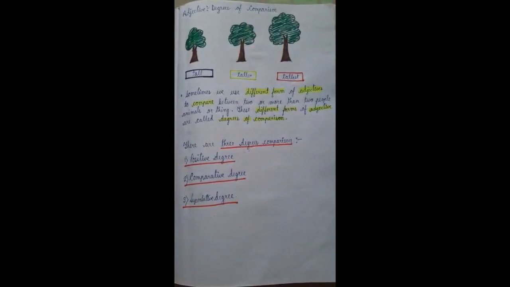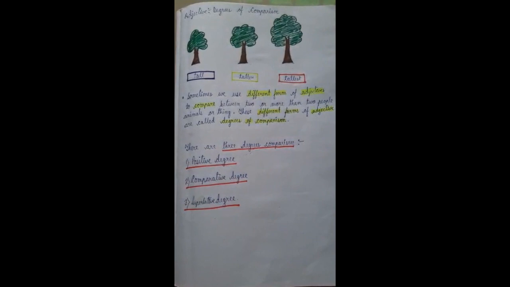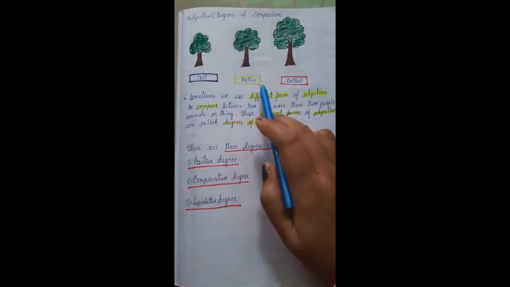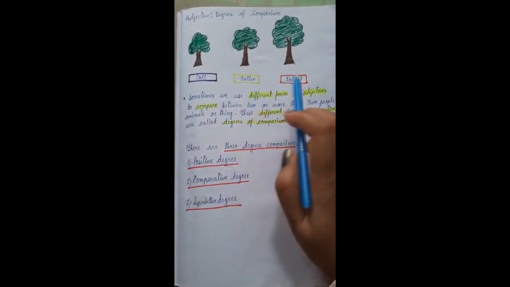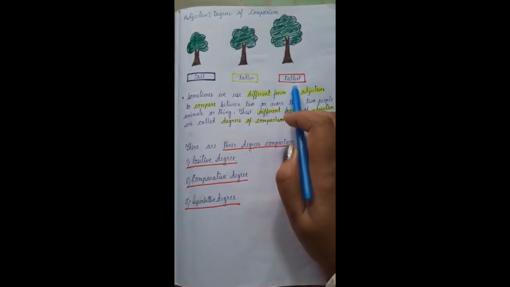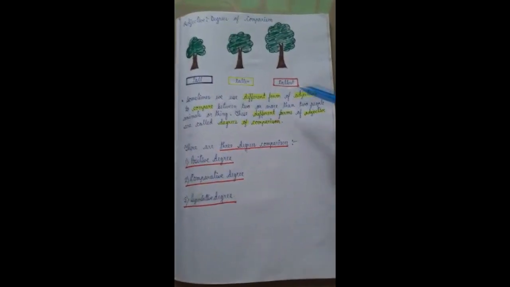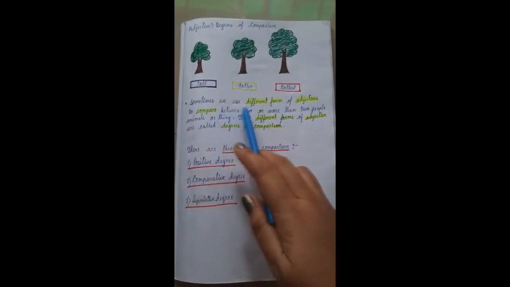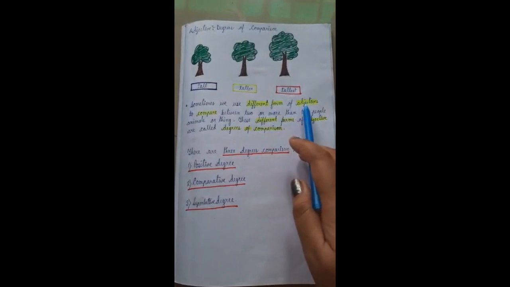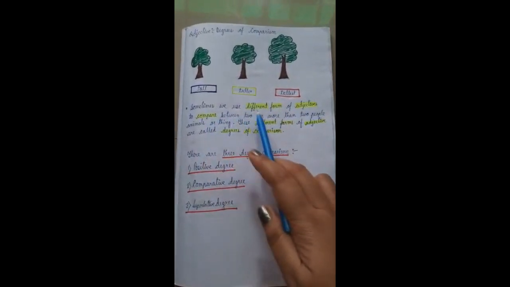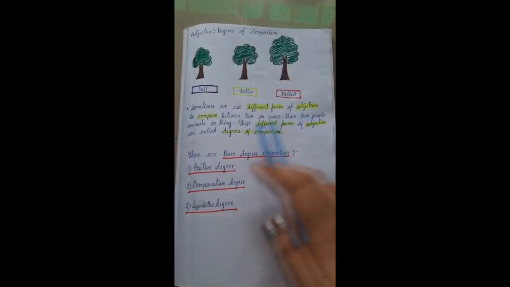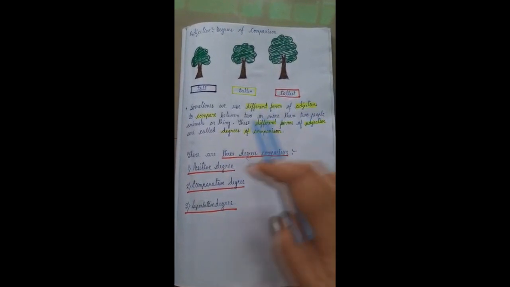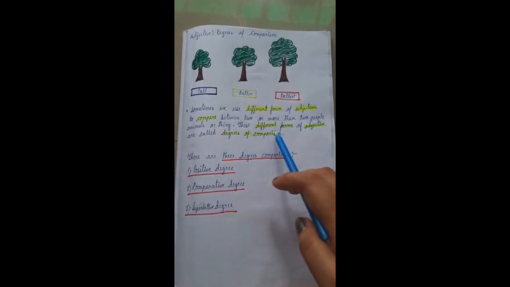These different forms of adjectives are called degrees of comparison. The main adjective is tall. With tall, we have added er and est to compare their height. So what have we learned? That sometimes we use different forms of adjectives to compare between two or more than two people, animals, or things. These different forms of adjectives are called degrees of comparison.